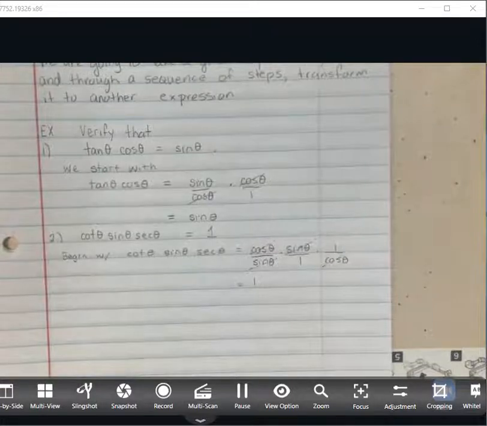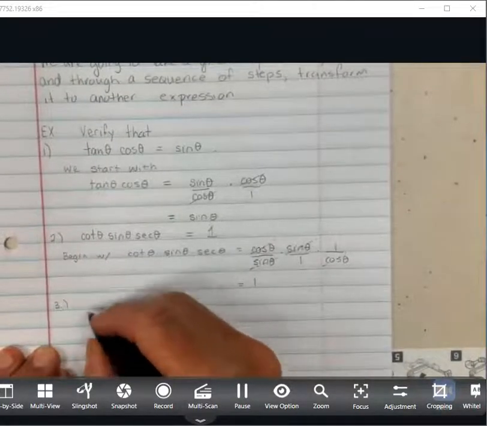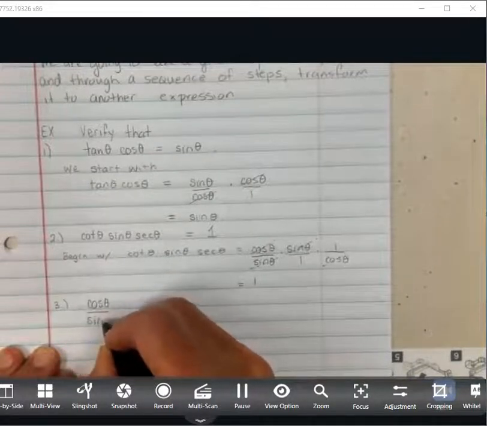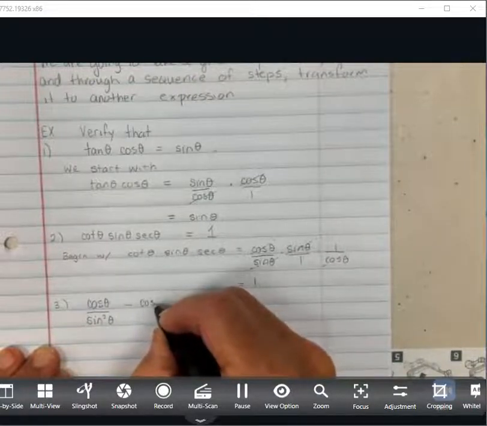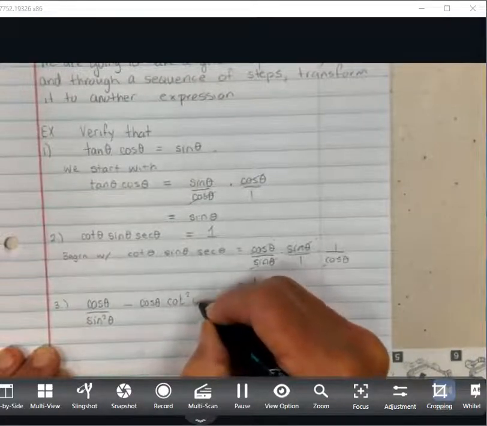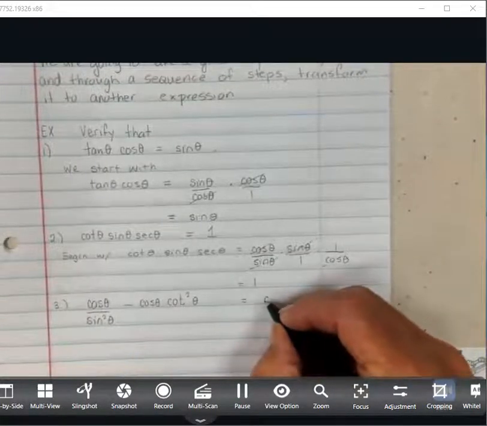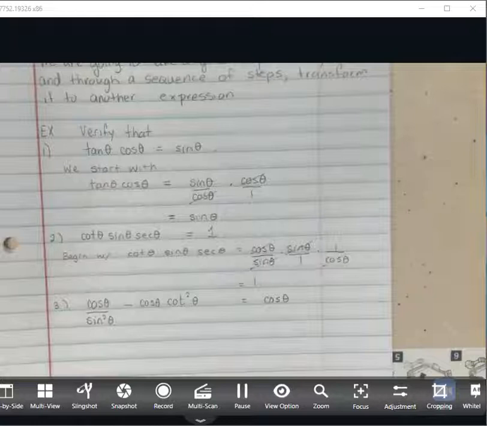All right, here's my next one. I'm going to give you a messier looking one. Let's see if we can take the cosine of theta, divide it by the sine squared of theta, then subtract the cosine of theta times the cotangent squared of theta. See if that difference can be rewritten strictly in terms of that single trig function. Cosine over sine squared minus cotangent squared times cosine is supposed to equal cosine.